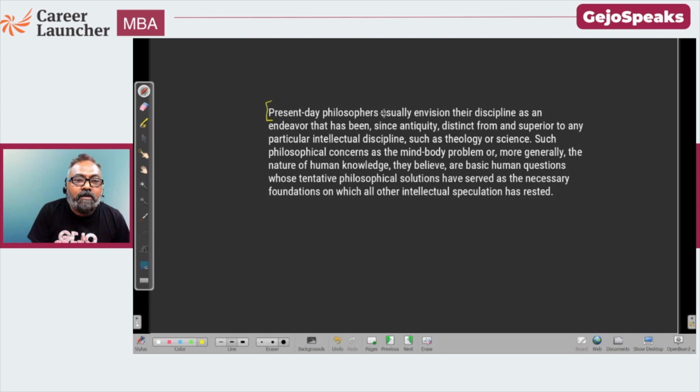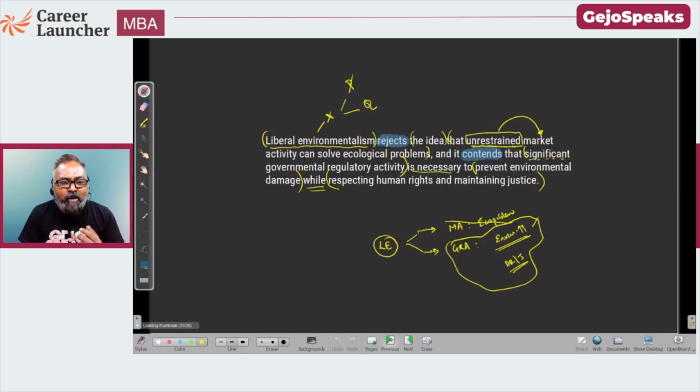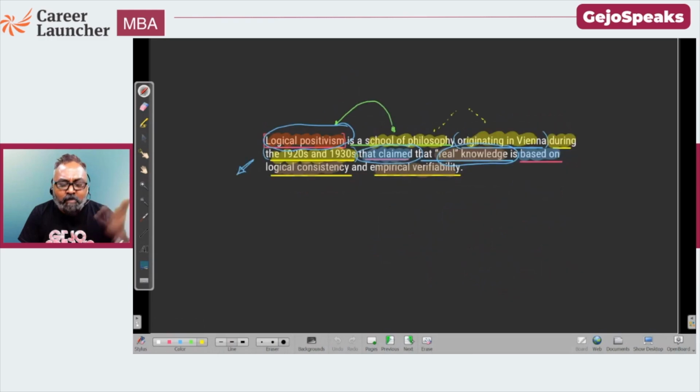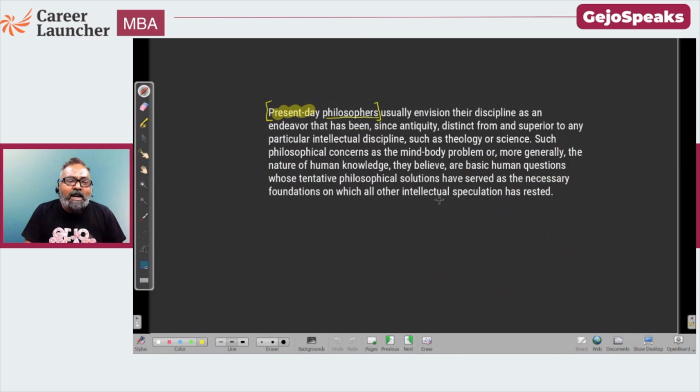Present day philosophers. So every time you see this, you have these philosophers, and then something else is added to that. Let's add some context. In the previous one we said we are looking at Virginia Woolf, but then there was some more stuff: English author Virginia Woolf. Is that here? No. Liberal environmentalism, universal grammar, of course it's not there. In these two cases we have some extra bit of information, but that's okay. The whole thing is we are talking about present day philosophers.